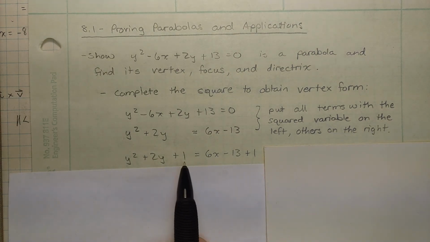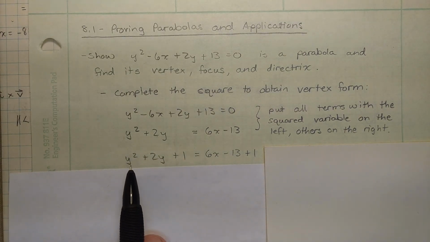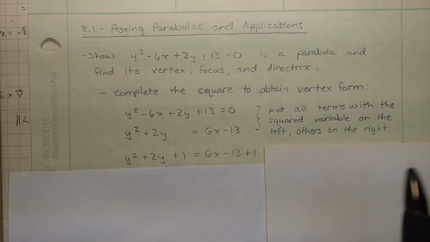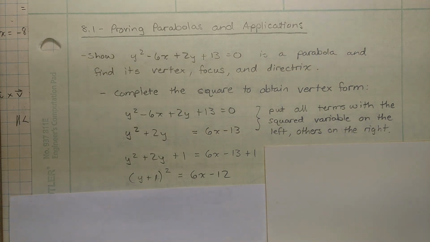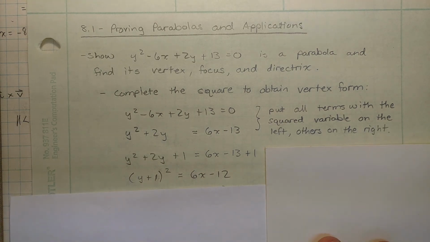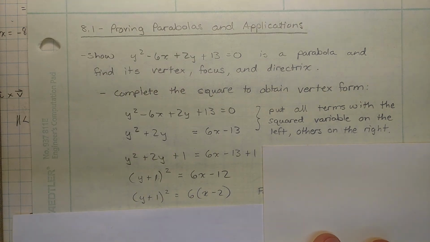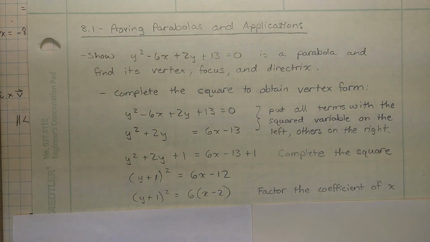So here I complete the square. Now this is my perfect square. This is y plus 1 squared. So simplifying this, I get y plus 1 squared is equal to 6x minus 12. The final thing I need to do is factor out the leading coefficient here with the x. So I'll factor out this 6, and I'm left with y plus 1 squared equals 6 times x minus 2. So that was my completing of the square, and there's my factoring the coefficient of x.